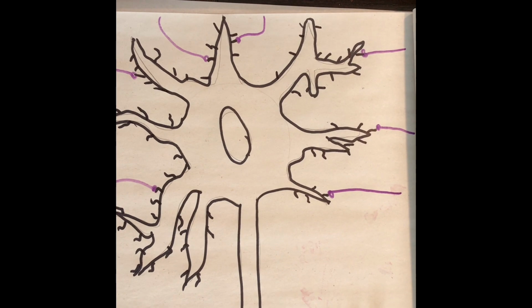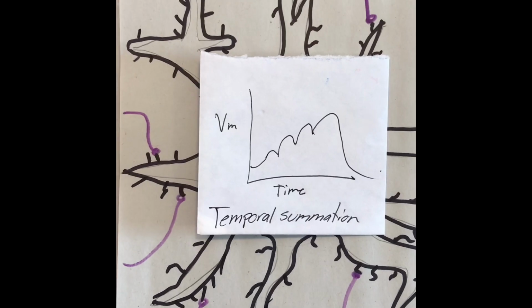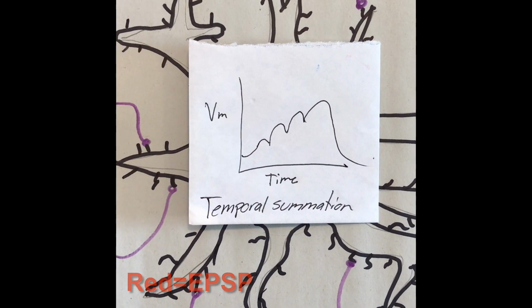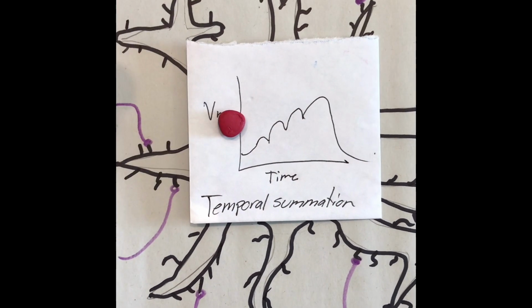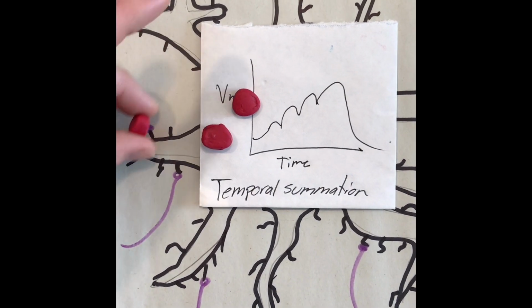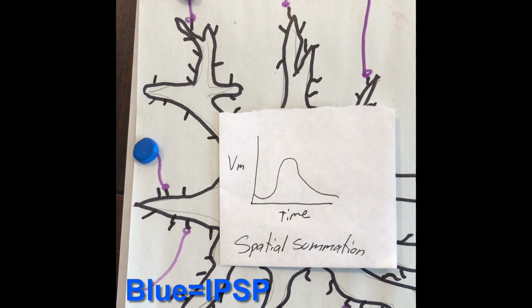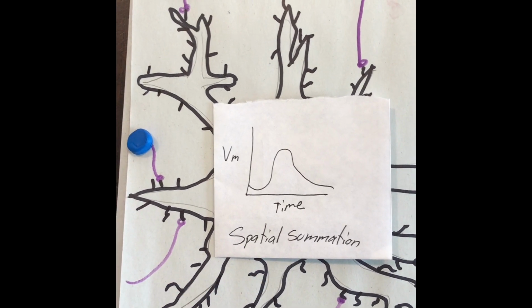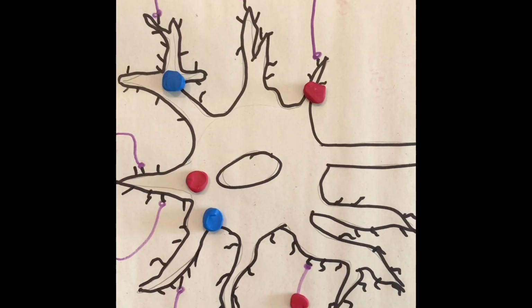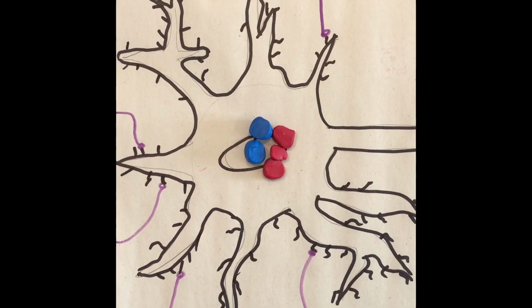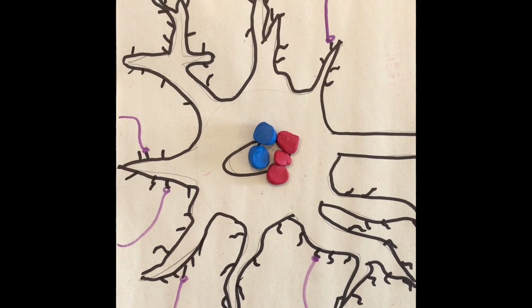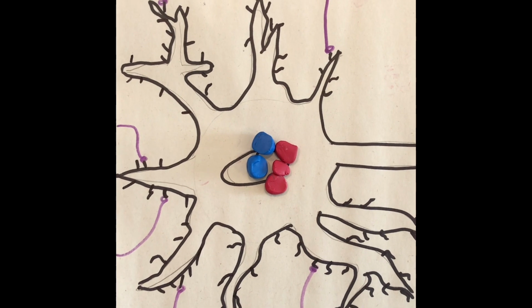Inputs are received from axons directed to the dendrite. Temporal summation is adding repeated inputs. Spatial summation is adding simultaneous inputs. If threshold is met due to the summation of the inputs, an action potential fires.